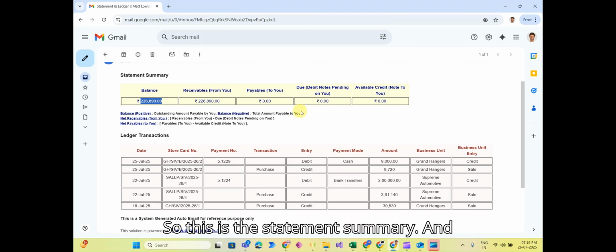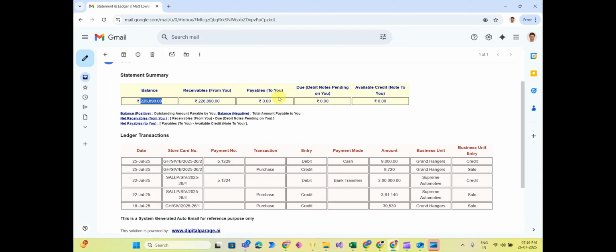So this is the statement summary, and these are the various heads on which he is liable to pay, how much he's liable to pay, and also if you purchase material from him, how much you buy from him, and how much you owe to him.